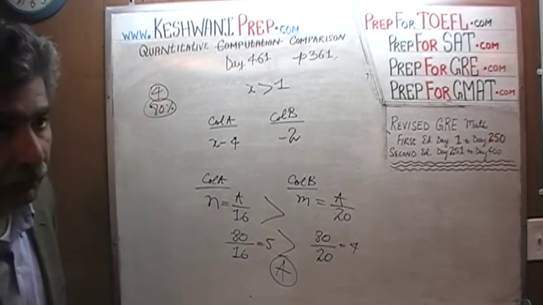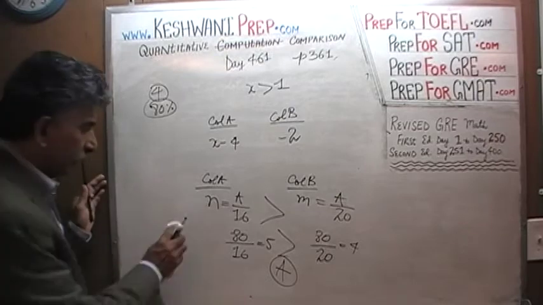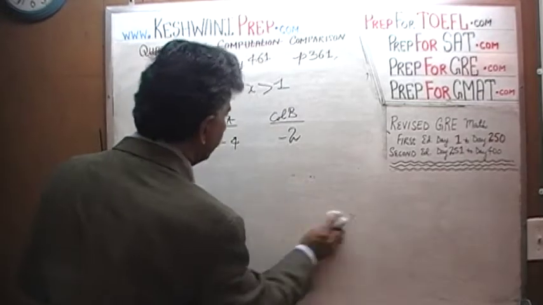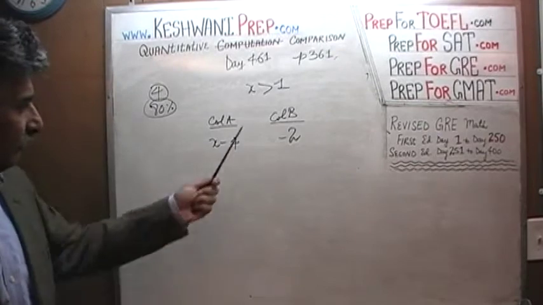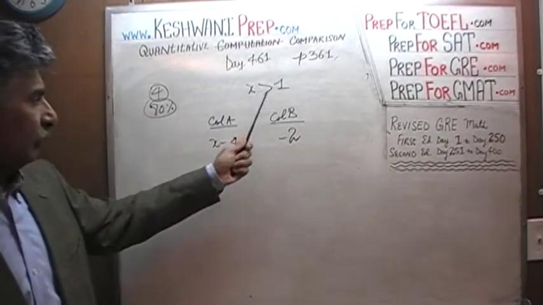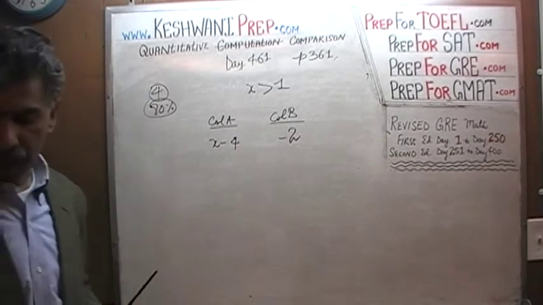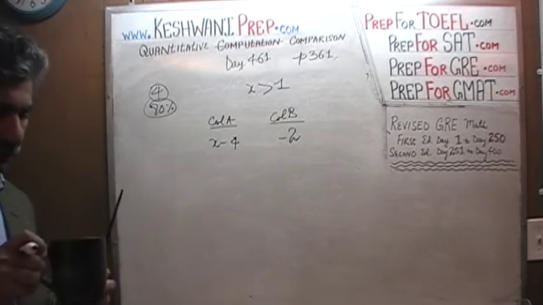I'll give you 5 seconds to pause and unpause the video. Do it yourself. I'm going to erase the bottom part so that you don't get confused. This is from the previous problem. This is the problem as it appeared in the exam in its entirety. x is more than 1. Compare x minus 4 versus negative 2. Do it yourself first.